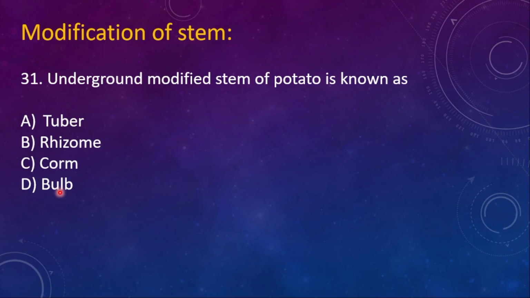So next question, modification of stem. 31, underground modified stem of potato is known as option A tuber, B rhizome, C corm, and then D bulb. So here the right option is tuber.